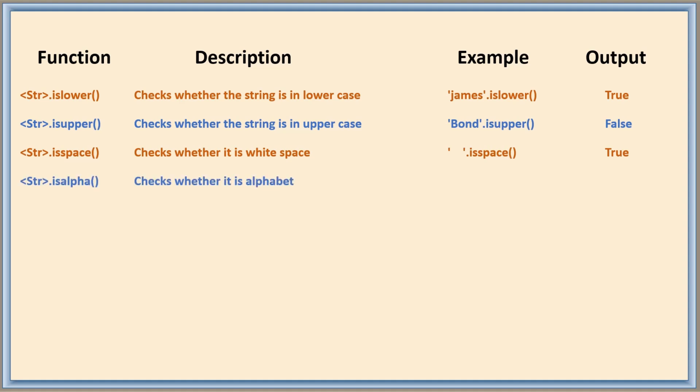Similarly, is alpha will check whether all the characters are only alphabets. There is no digit or symbols. So James is alpha. It is true. Here it doesn't check whether it is capital or small. Any alphabet, it will return true.